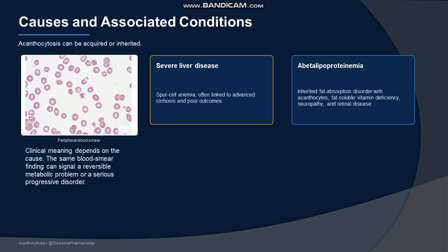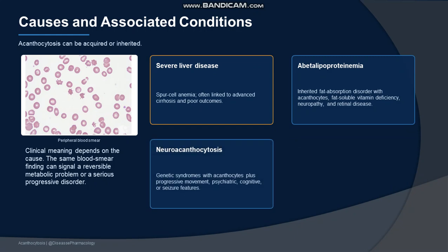Abetalipoproteinemia, that is an inherited disease due to the MTTP gene, in which there is a lack of fat absorption and fat-soluble vitamins like vitamin E, A, D, and K, which causes neuropathy and retinal disease as well as neurological diseases like ataxia, psychotic disorder.